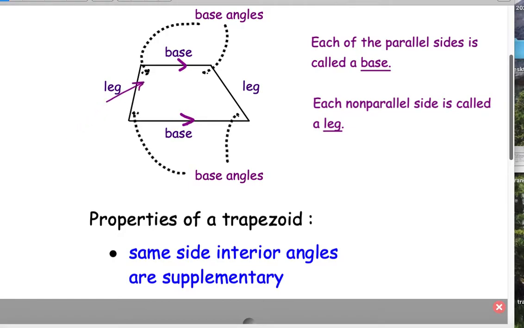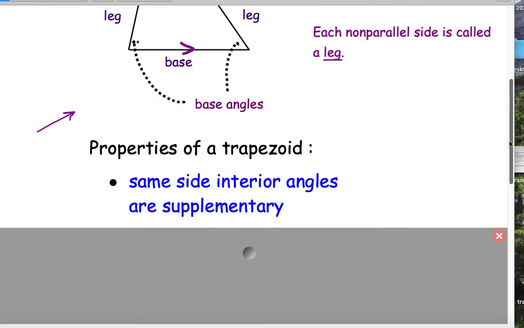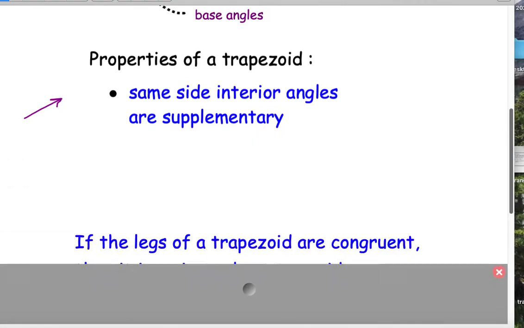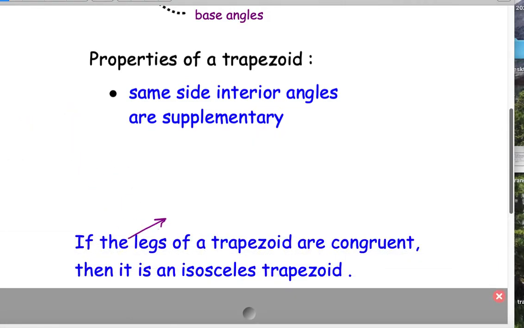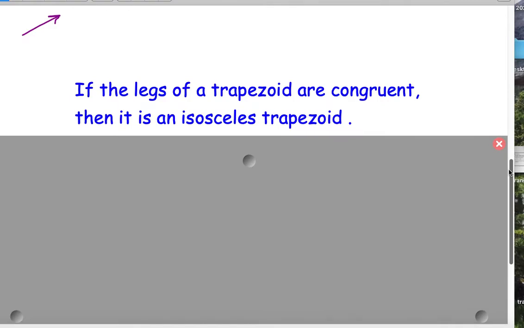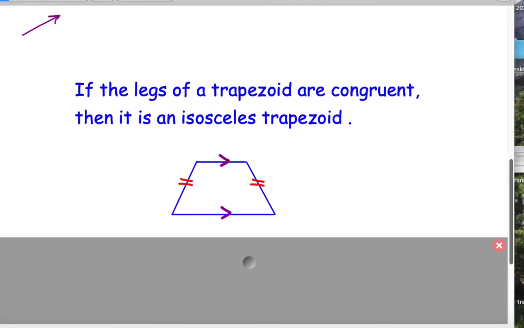So the only thing we have is same side interior angles are supplementary. So for example, if I knew this angle was 110, I could figure out this is 70. But I know nothing about the other two. So not nearly as much as we could figure out with a parallelogram. On the other hand, if the legs wind up being equal, then we have what's called an isosceles trapezoid. And then we have some more properties that are true. So most of the problems you'll see about trapezoids will be with isosceles trapezoids. And that's where these two legs are congruent.